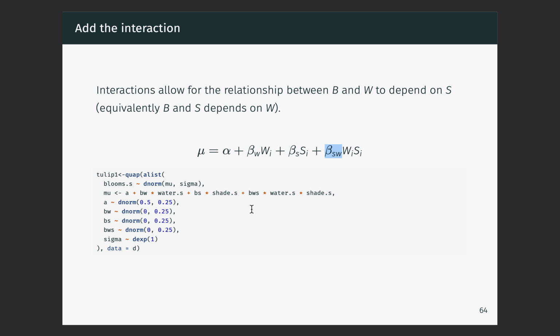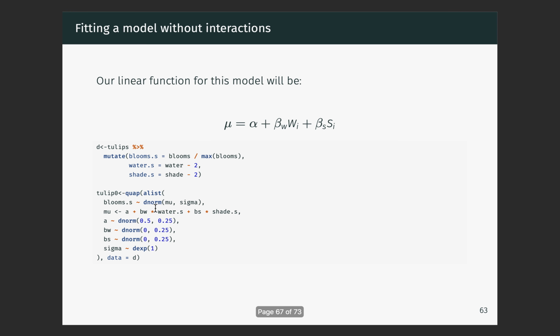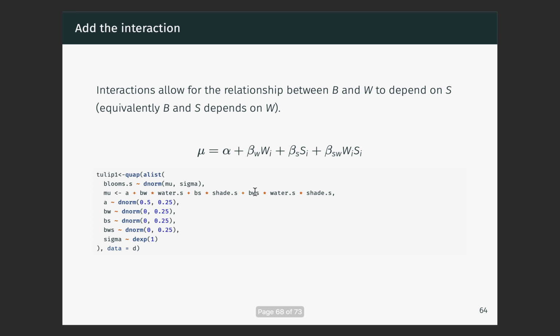So the way we can interpret this is that mu is now a function of water, shade, and the product of water and shade. And the way we estimate this model is pretty straightforward. In the last case we had alpha plus beta W times water S, that's just the scaled, plus beta S times shade S. Now we're going to add this term, beta WS times water S times shade S. Priors are going to be identical for all of them.